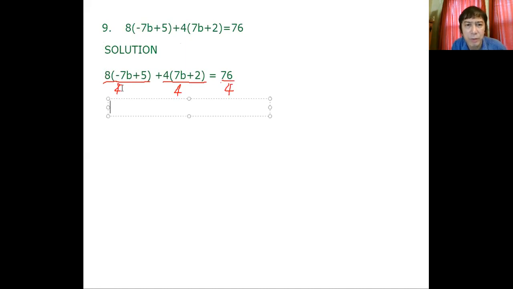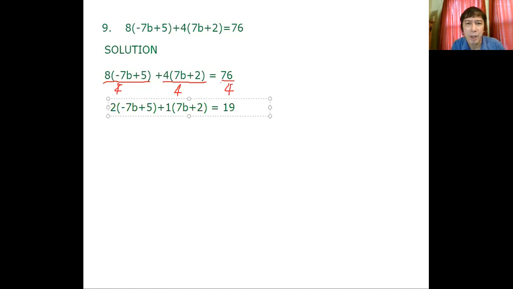Now, this 8 divided by 4 gives us 2. And then this will be multiplied by the same quantity, negative 7b plus 5. And then this 4 divides by the 4 exactly 1, positive 1. So this is plus 1 times the quantity 7b plus 2. And then this is equal to 76 divided by 4. What is that number again that we had a while ago? That looks like 19. 19 and 19 is 38, 38 and 38 is 76. So that should be 19.